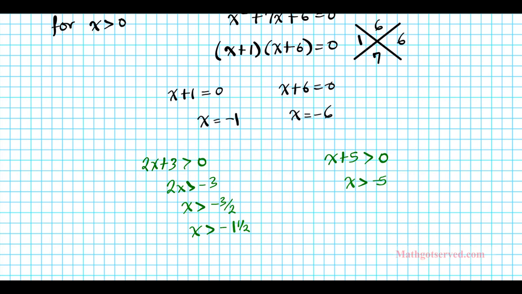To help you visualize it, let me use a number line. Let's draw ourselves a nice little number line here. So this is 0, 1, 2, 3, 4, 5, and -5. The constraint on this argument is that x has to be greater than -5. So from here on out, anything to the right of -5 is acceptable to the first one. The second one, x has to be bigger than -1.5. This is -1 right here, and this is -1.5.